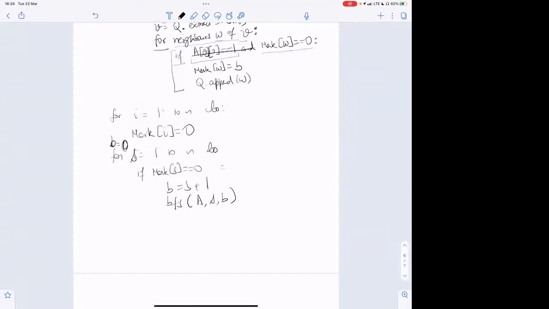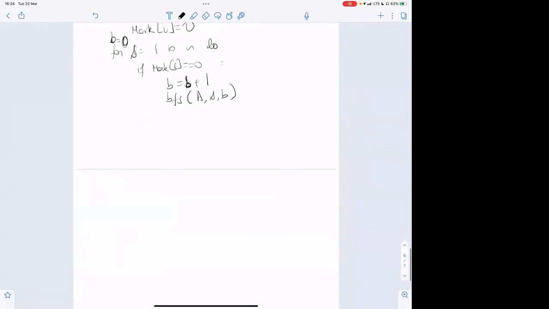Correct. So every time you check whether a vertex is marked, if it's unmarked, then you increment B and then you do BFS with this count B. Are you with me? So the first component will be initialized with mark 1. In the second component, the marks will be 2. In the third component, the marks will be 3, and so on. Correct? Do you agree with me? Yes, sir. Okay.